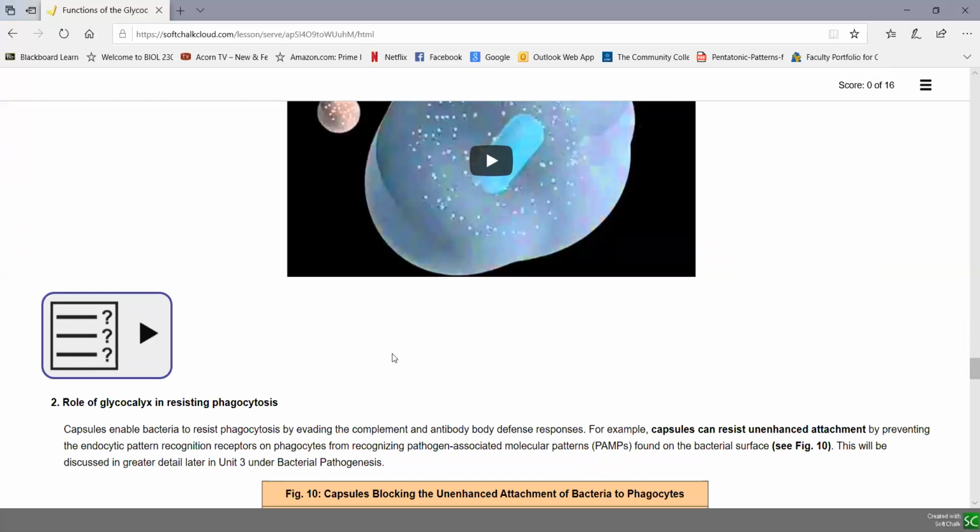We'll go through these steps again in Unit 3 when we talk about how bacteria can resist phagocytosis. And then in Unit 5, when we get to innate immunity, we'll have this in detail, the steps in phagocytosis. So if we learn these steps now, we'll know them by the time we get to Unit 5.